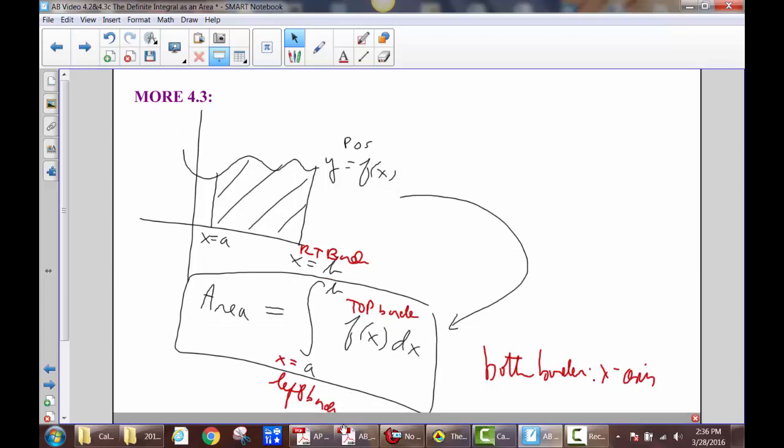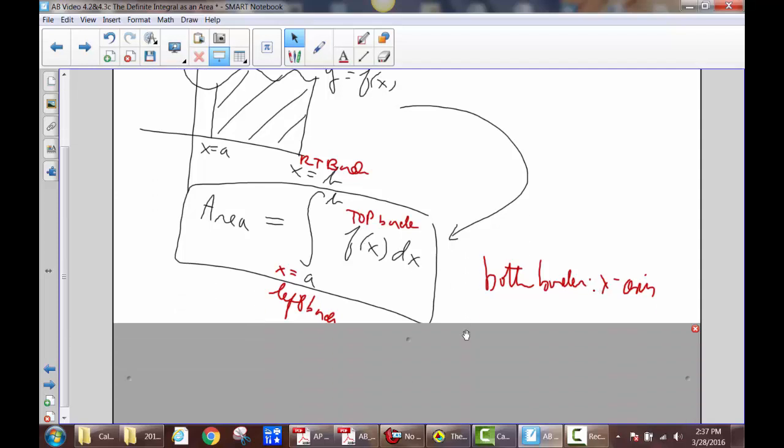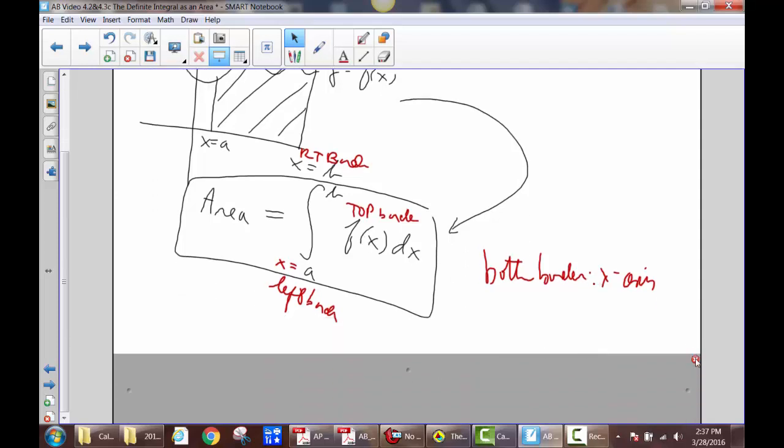Okay, so basically when you're looking at the expression, because they're going to have you work backwards from the definite integral to the actual diagram, the lower limit of integration really is your left border. X equals that number is your left border. Your right border is x equals b. Your top border is f of x. And your bottom border is the x-axis. Okay?